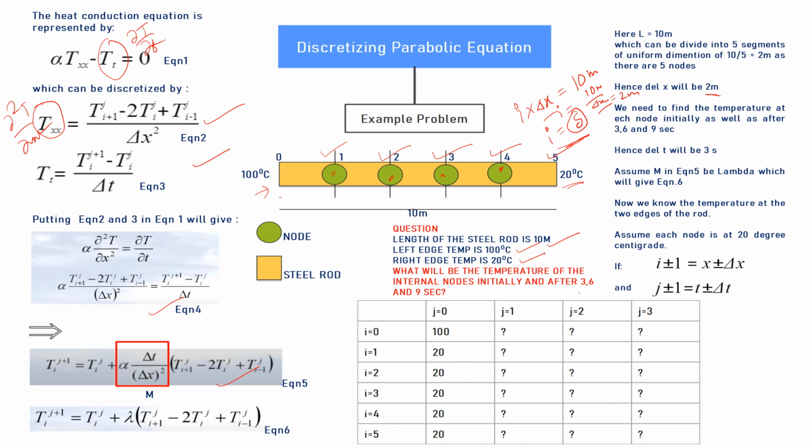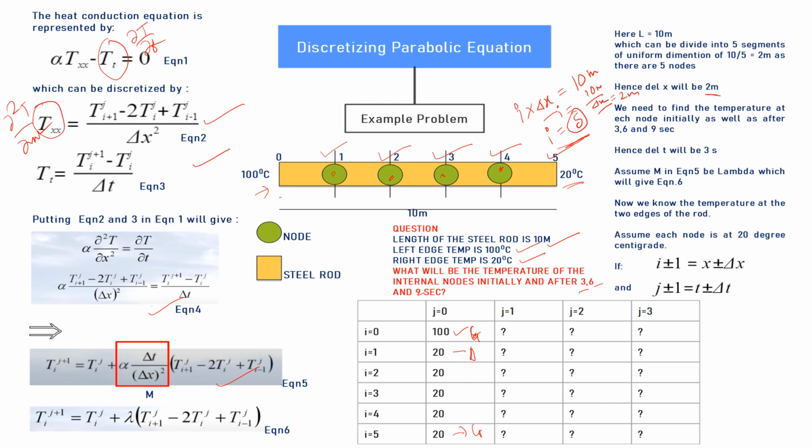After 3 seconds, 6 seconds, and 9 seconds. So notice at the initial time, j is equal to 0. What is the temperature at the nodes i? What is the temperature at i equal to 0? 100 degrees centigrade. This is given. This is also given.